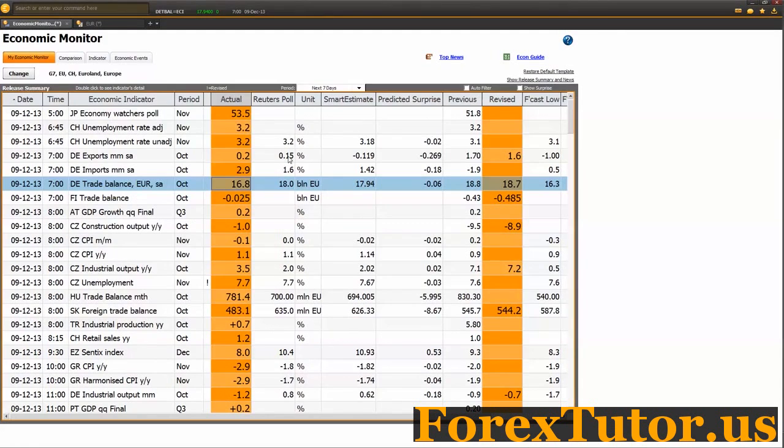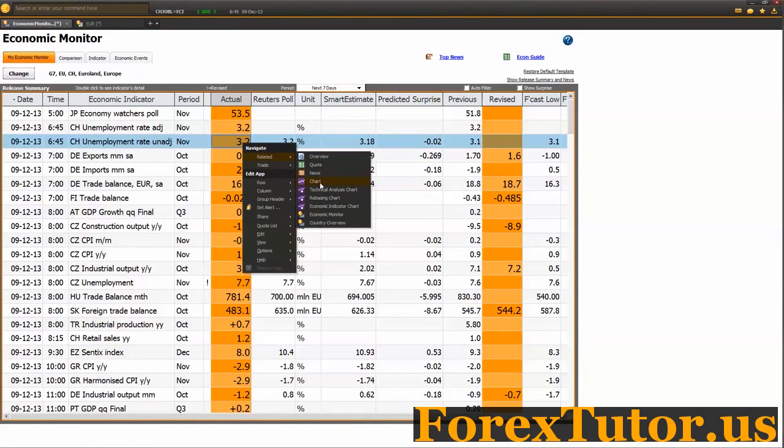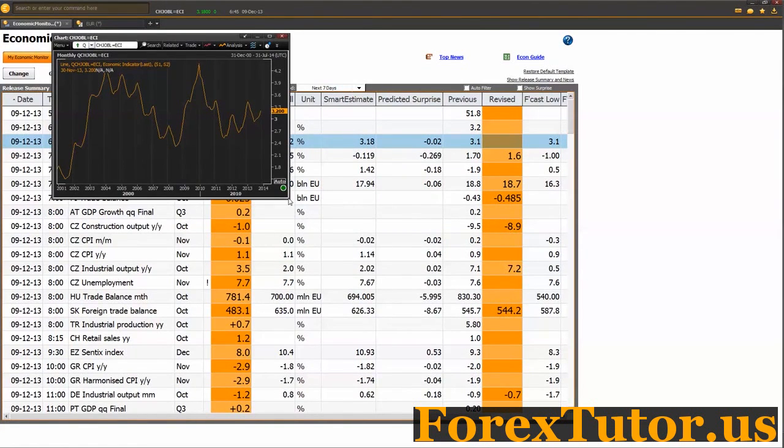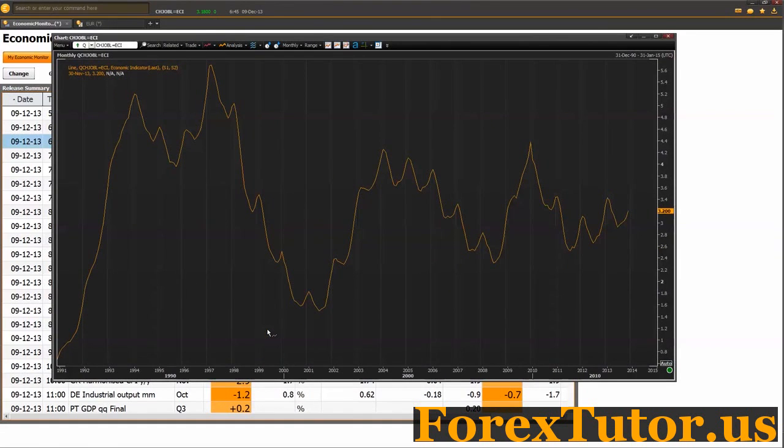So for example, here I've got the Swiss unemployment rate. Again, I can do a related chart on this, and the usual way you'll see it looks like so. And you can see that unemployment in Switzerland, very much at 3.2% at the moment, is roughly in the middle of where it has been in the last 20 years, and very, very much lower than it is in the Eurozone. So that's a classic example of a line chart.